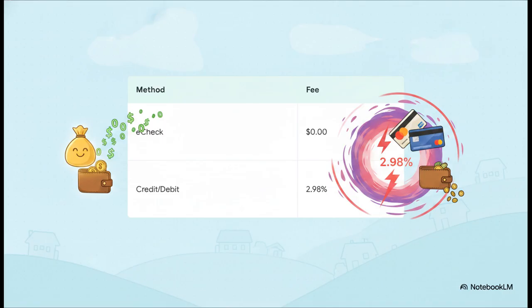However, if you opt to use a Visa, MasterCard, Discover, or American Express, a third-party credit card processor will automatically add a 2.98% convenience surcharge to your transaction. For property taxes, which can be thousands of dollars, that 2.98% fee adds up incredibly fast. So for sure, the e-check option is immensely beneficial for your wallet.